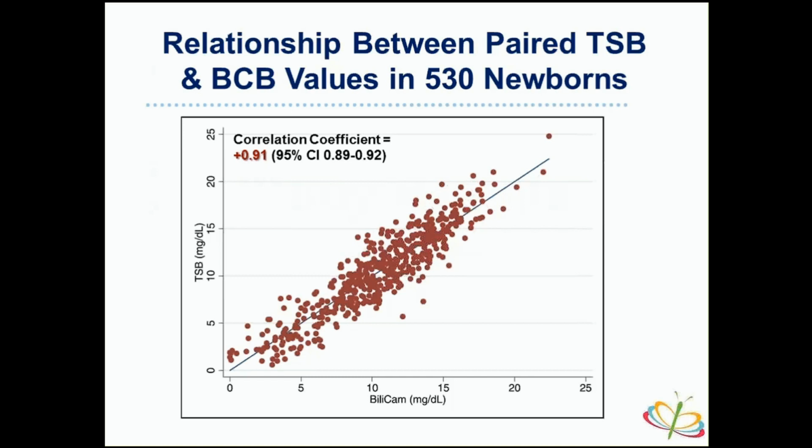Each individual red dot is a newborn, and the line going through the red data points is the linear regression line. As you can see here, the data points are very close together, and they're going in the positive direction. So as the BiliCam bili value increases, the total serum bili increases. The correlation coefficient is calculated as positive 0.91 with a 95% confidence interval of 0.89 to 0.92.